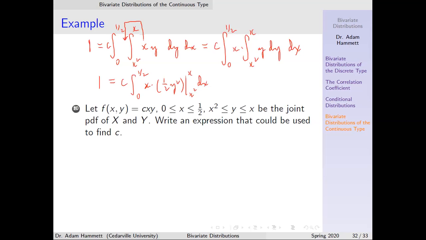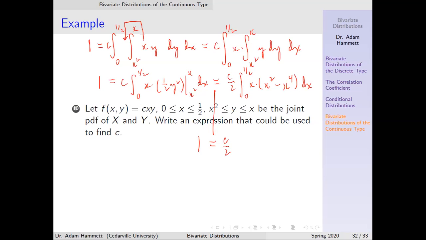Okay, and so what do we get? So that's going to be, let's pull out the 1/2. Okay, so this is c over 2. And I am going to get integral from 0 to 1/2 of x times x squared minus x squared squared, which is x to the 4th, dx.